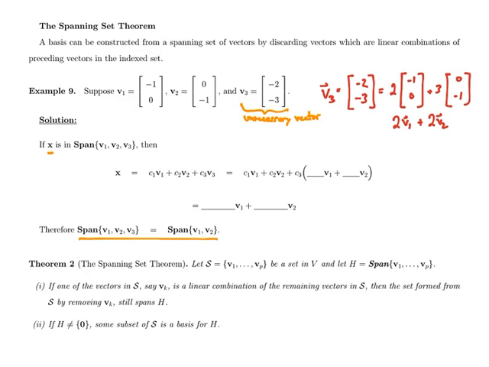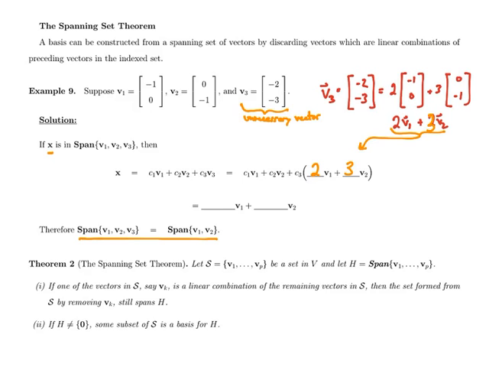So, x is in the span of v1, v2, v3. It can be written as a linear combination of those vectors, but we can rewrite v3 itself as a linear combination of the vectors v1 and v2. So we know that v3 is 2v1 plus 3v2.